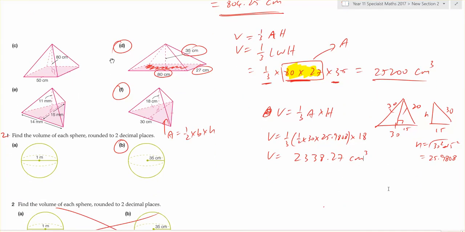So just be aware that you might get some curveball questions where the formula isn't directly given. You just need to know that it's the area of the base times a third times the height.